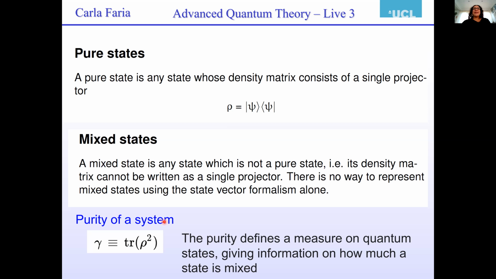Also, this is something that I haven't discussed in a lecture, but it's an important definition, because I know a lot of you are going into quantum information and quantum optics: purity of the system. So if you have this gamma, which is trace of rho squared, this is a measure on quantum states, and it is going to give you information on how much a state is mixed.